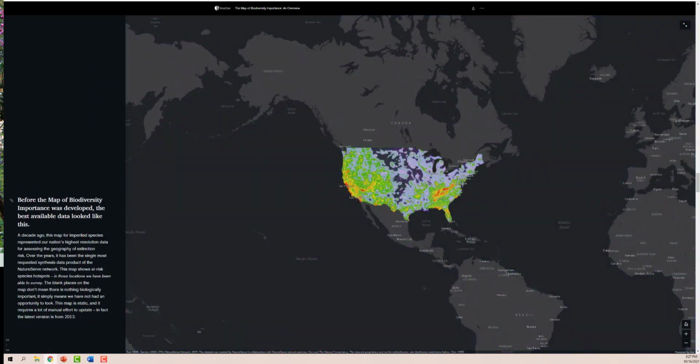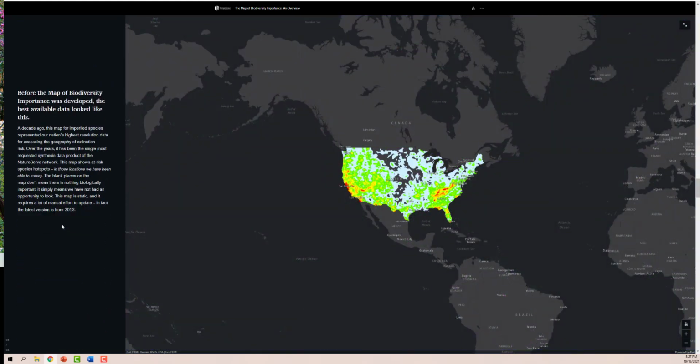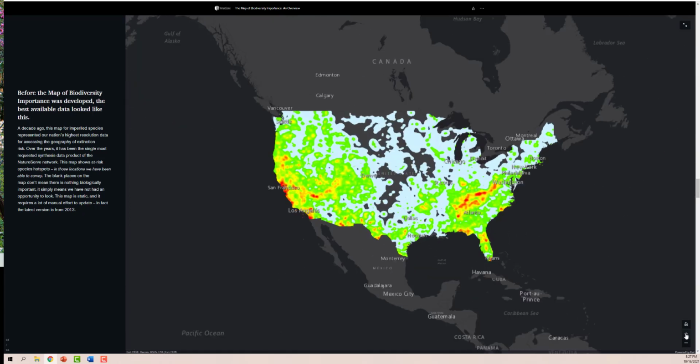They would be found in these areas. So before the Map of Biodiversity Importance was developed, the best models that we had for looking at importance of conservation efforts in the United States looked like this. These are based on the Esri technique of hotspot analysis, and it really took into account sporadic and widespread data sets.